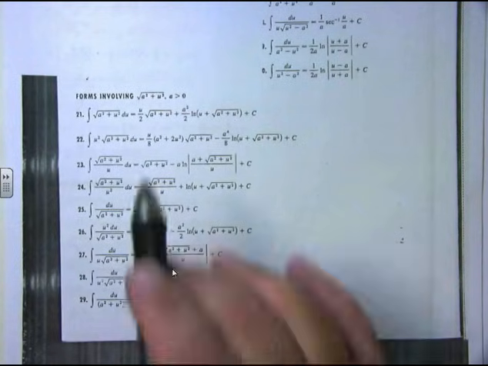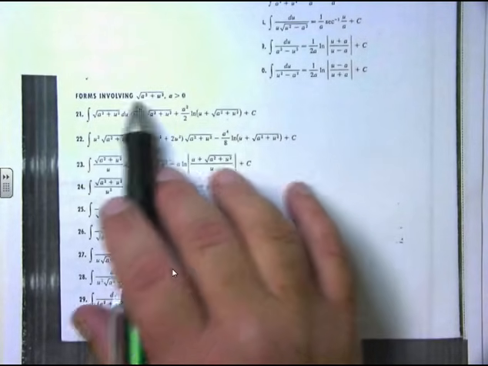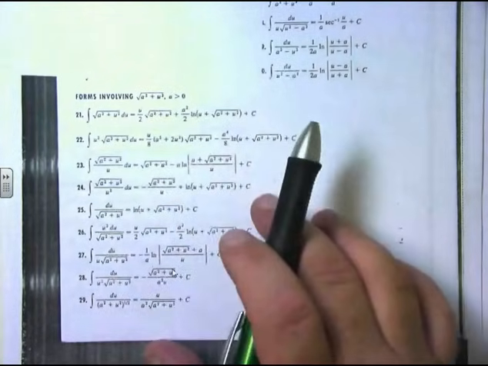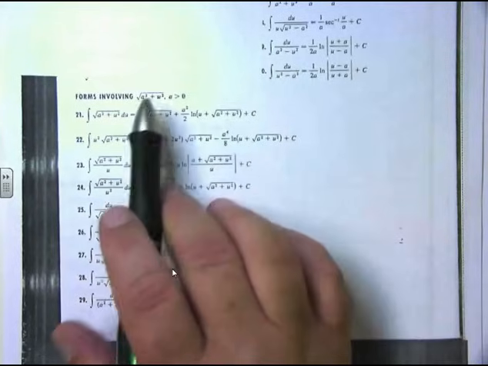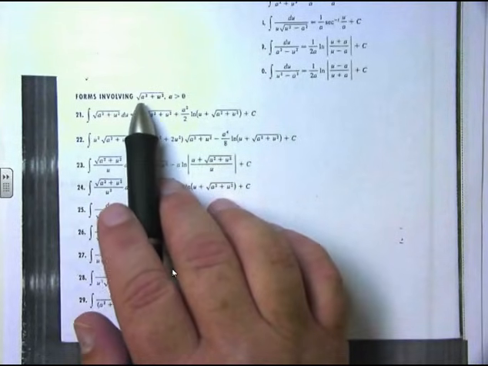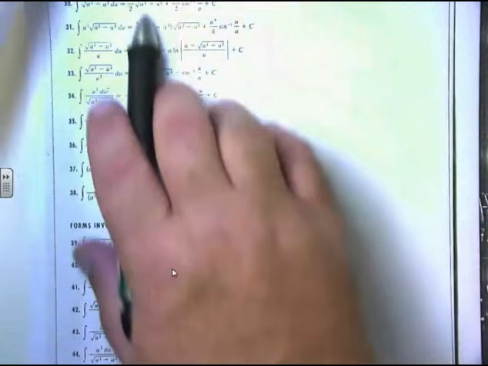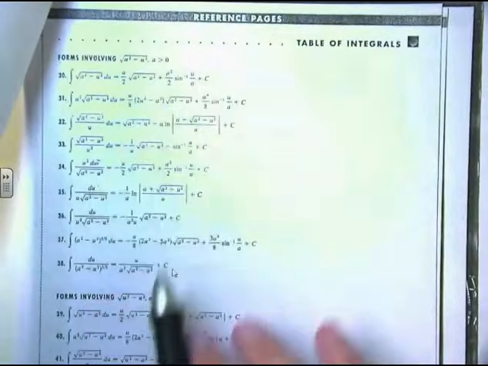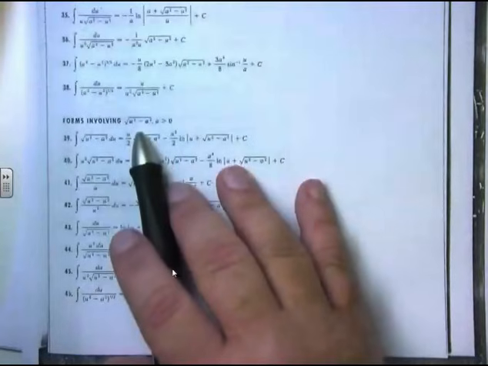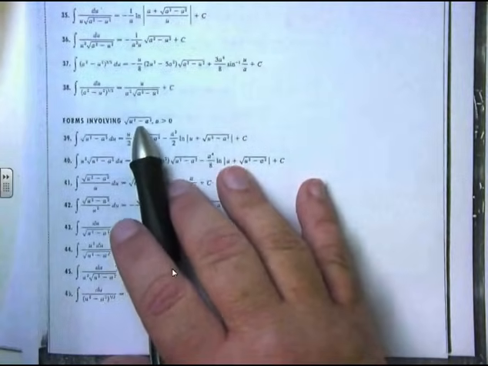They have forms involving... So what does the form look like? So they've separated by what integrals look like. So these are forms involving the square root of a squared plus u squared. If you turn the page over, you'll see forms involving the square root of a squared minus u squared. Down here you guys can see that: square root of a squared minus u squared. Forms involving the square root of u squared minus a squared.